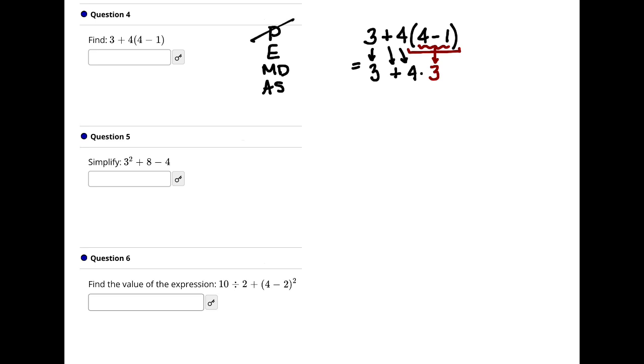Okay, so we've done our parentheses. We don't have any exponents. So now we're on multiply and divide. Do we have any? Yes. So we do 4 times 3 before we do 3 add something. Okay? So next step is 4 times 3, which is 12. You bring down the 3, bring down the add. And now see that instead of doing 3 add 4, we're doing 3 add 12, which is way different. So the answer to that one is 15.